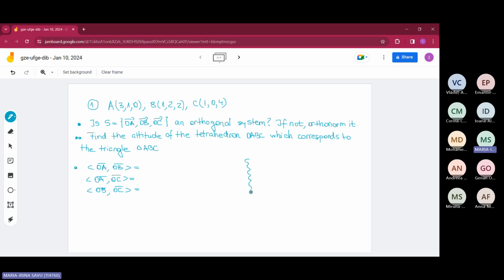You have to find this product. You have to find first the coordinates of vectors OA, OB, and OC. You already have the coordinates. I'm going to write them here again. So you have 3i plus j, then i plus 2j plus 2k, and i plus 4k.